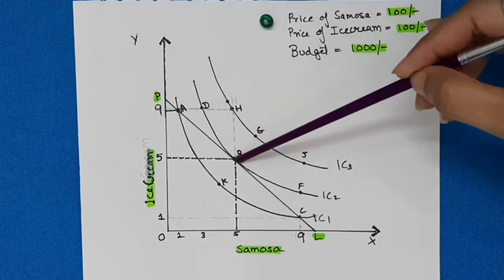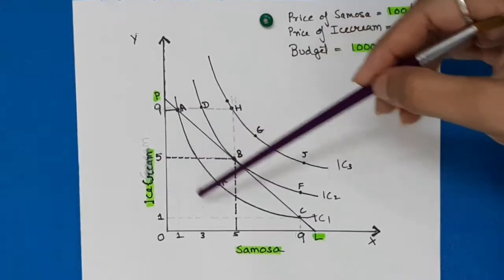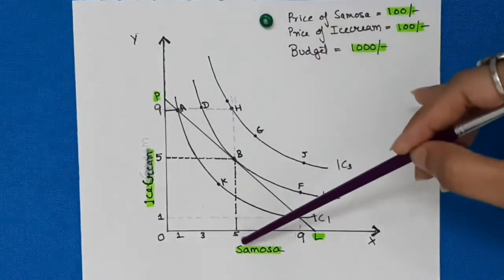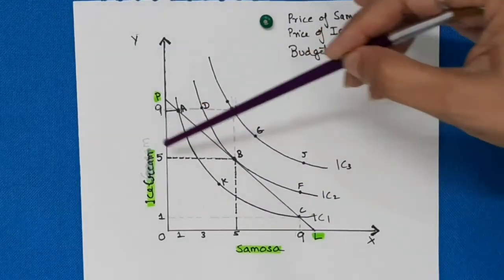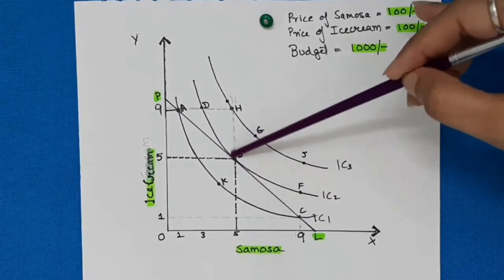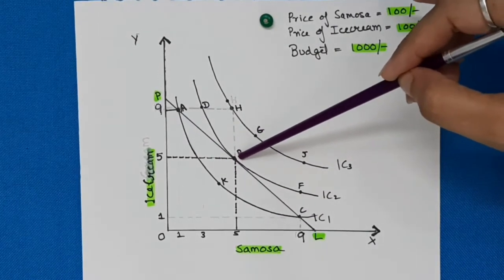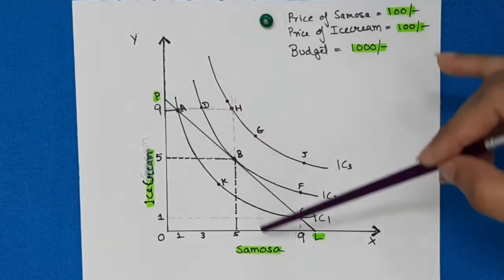Let us come to point B. At point B, 5 units of ice cream and 5 units of samosas are bought. 5 into 100 is 500, 5 into 100 is 500, and 500 plus 500 again comes to 1000 rupees. So again we are on the same budget line, which represents 1000 rupees at point B, with the combination of 5 ice cream and 5 samosas.